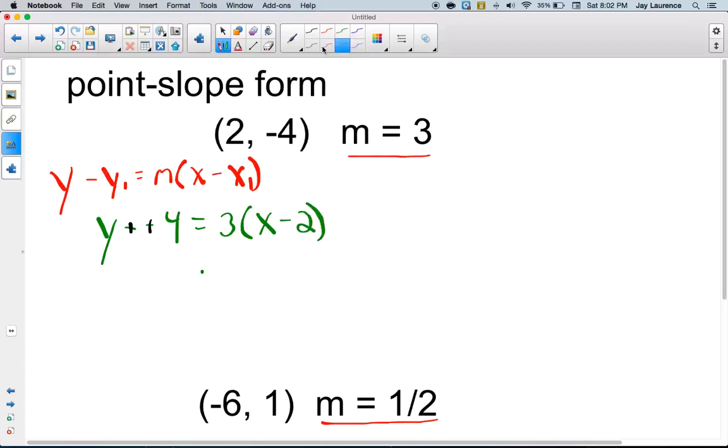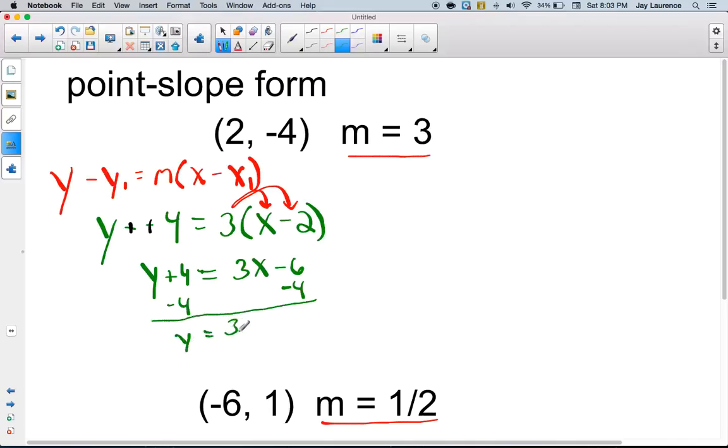Now, to convert this to slope-intercept form, the first thing I'm going to do is distribute. And when I do that, I'm going to get y plus 4 equal to 3x minus 6. Now, y is not alone yet, so I'm going to subtract 4, and then I'm going to get y equals 3x minus 10. And now I know that the y-intercept is -10. That's pretty cool if you ask me.